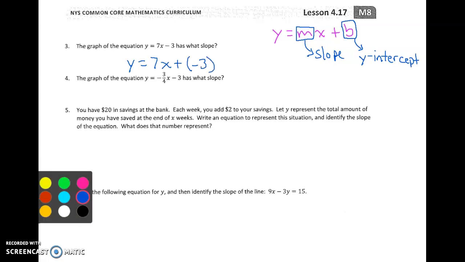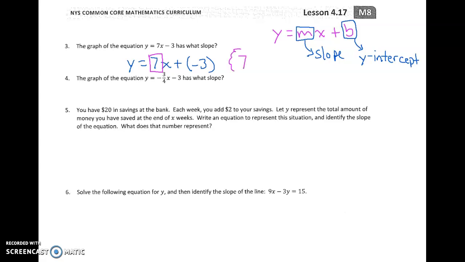What slope? Well, what number? This is in slope-intercept form, y equals mx plus b. Whatever number is attached to the x, that's our slope. I don't have to do any work as long as it's in this form. The graph of the equation y equals a negative 3/4 times x. And again, instead of minus 3, I'm going to say plus a negative 3. What is the slope? Negative 3/4. If you understand slope-intercept form, you know what the slope is. There is no figuring it out.